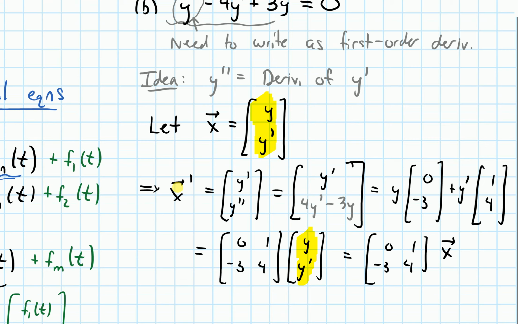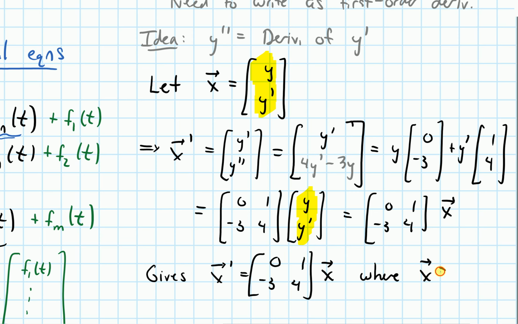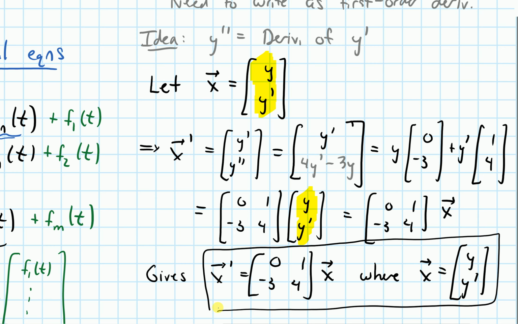Okay, so what this gives us is the equation in normal form. So x prime equals the matrix 0, 1, negative 3, 4 times the vector valued function x. So when I put something in normal form, I always need to put it like this, and then say what x is, where the vector valued function x was y and y prime as the entries of my vector. And that is our answer.